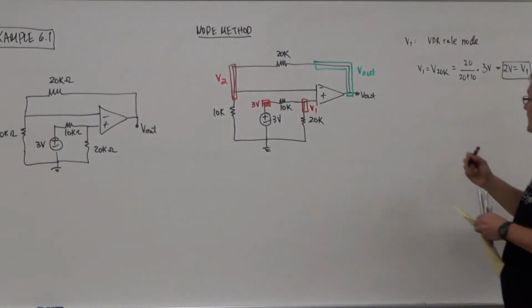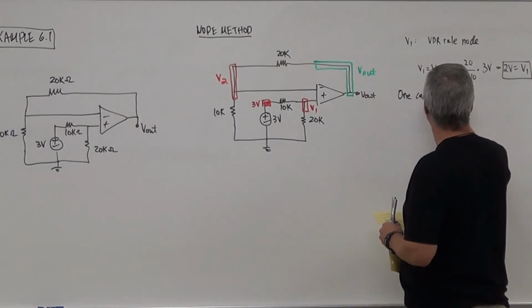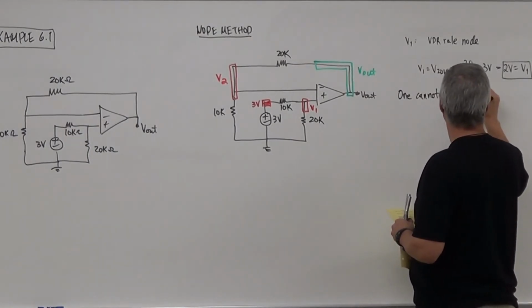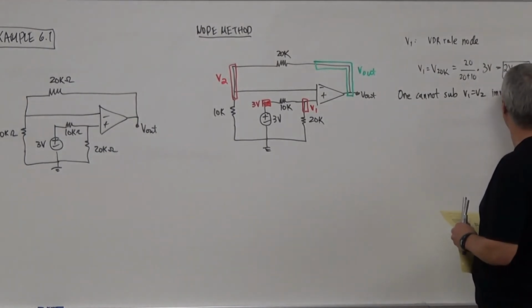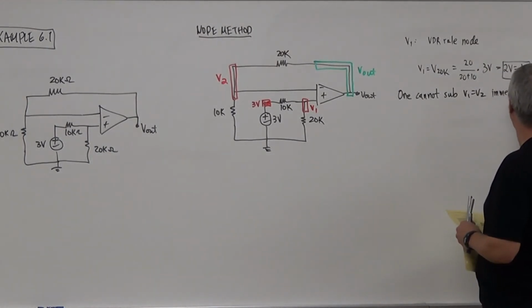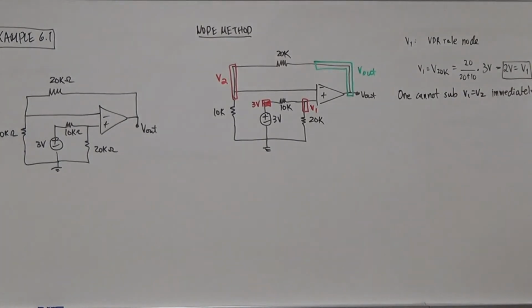So one cannot sub V1 equal to V2 immediately. Okay, one cannot sub V1 and V2 immediately into the circuit here. What I got to do is I got to write the node equation first.